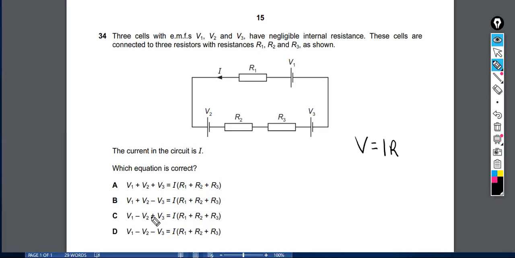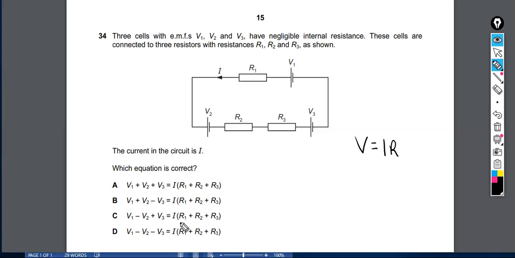The question is really about how do we add EMF sources if they're wired with opposite polarities. Again, this is the point of this question, not to answer this specific question. But for any question that's similar to it, you'd know, okay, V1 minus V2 minus V3. I have to subtract these EMFs from V1 because they're wired with the polarity that they are. Okay, so D is the correct answer here.